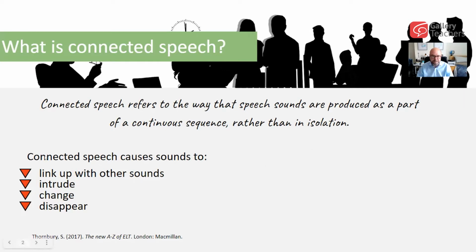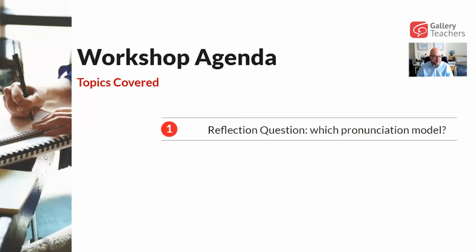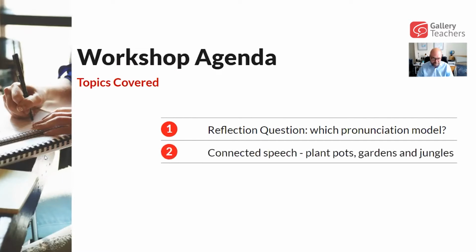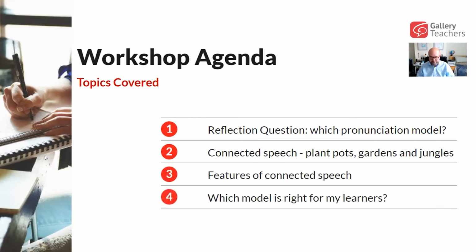So that brings me on to the next part of the presentation, which is just to look at what we'll be talking about and thinking about today. I want to begin with a reflective question, and that is, which pronunciation model should you and your learners be aiming at? I then want to look at some of the features of connected speech, and in this I borrow from Richard Caldwell and his garden metaphors. We'll then move on at the end to think about which features are right for your learners.